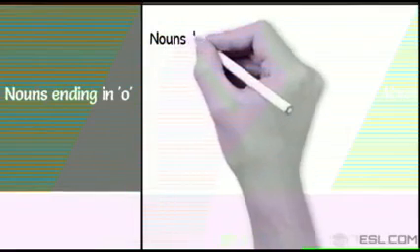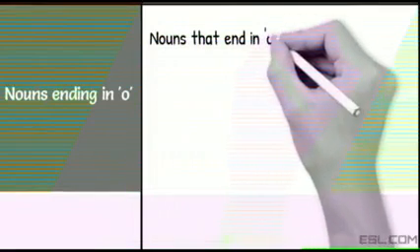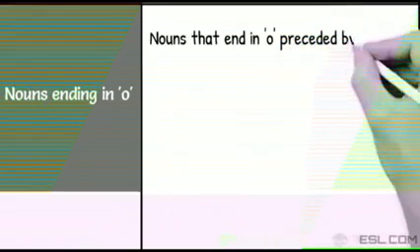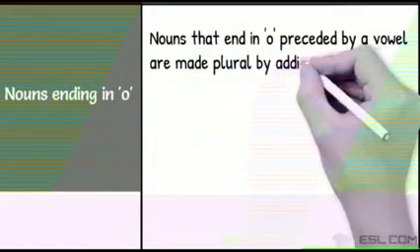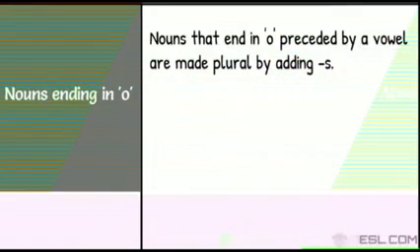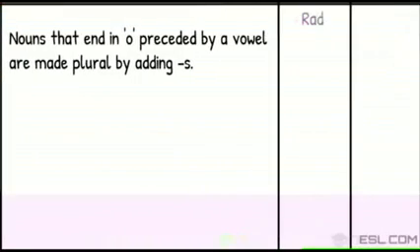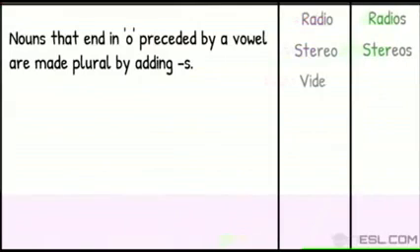Nouns ending in O. Nouns that end in O preceded by a vowel are made plural by adding S. Radio, radios, stereo, stereos, video, videos.